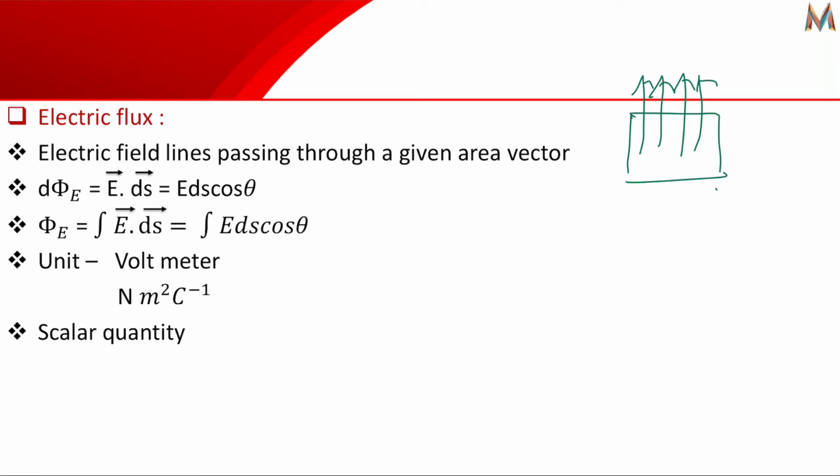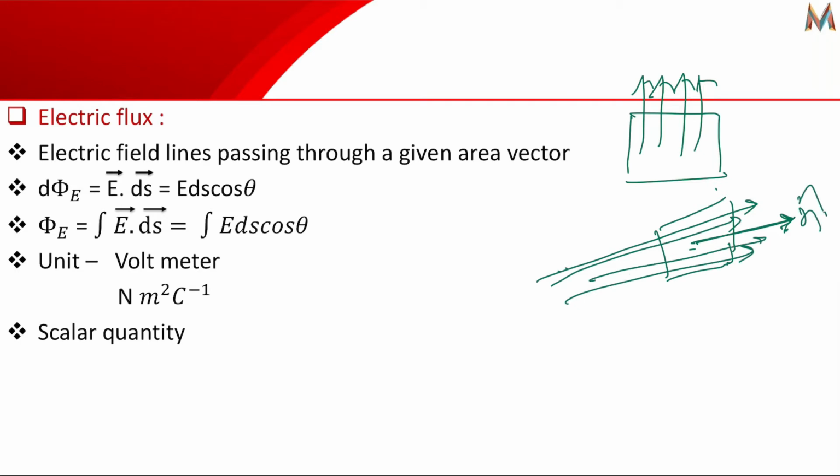Okay. The other way of defining electric flux is the dot product of electric field and normal area vector. As for example, let this be an area, and its area vector is in this way, and electric field lines are passing through this. These are the electric field lines. So in this case, the normal area vector is in this direction, and electric field lines are passing also in this direction. So they are making an angle of 0 degrees. The angle between the normal area vector and electric field lines is 0 degrees.